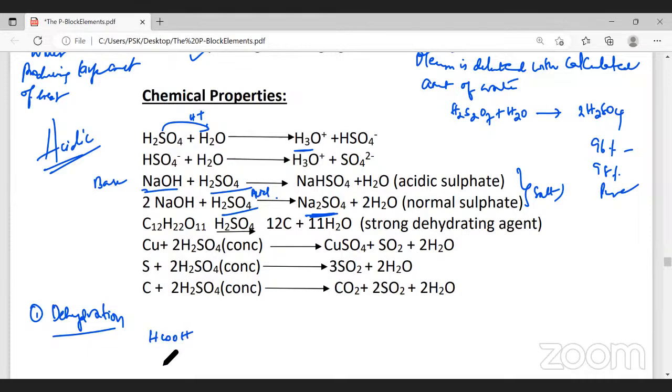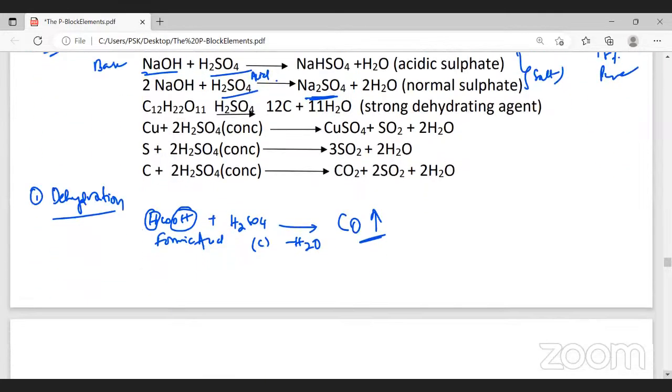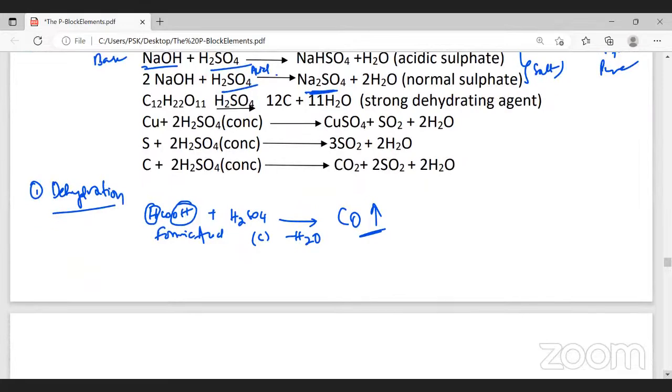When we say sulfuric acid is a very good dehydrating agent, the first example we will take is HCOOH, formic acid. This formic acid, when allowed to react with concentrated sulfuric acid, sulfuric acid being a very good dehydrating agent, removes water. When it removes water, the product left out is carbon monoxide. So formic acid, when treated with concentrated sulfuric acid, undergoes dehydration, giving carbon monoxide.